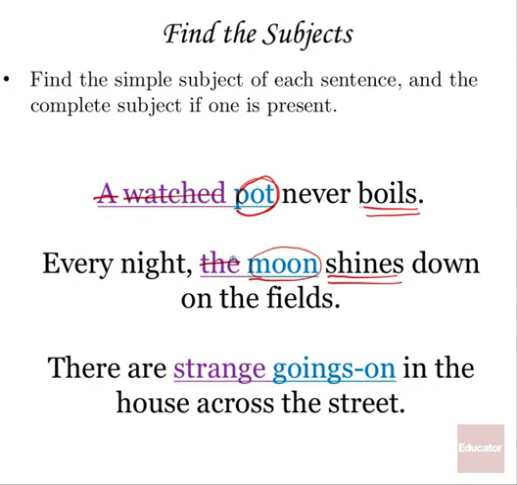And there are strange goings-on in the house across the street. Our verb here is are. Well, what are in the house across the street? Goings-on. And strange is an adjective modifying them. What kind of goings-on? Strange ones.